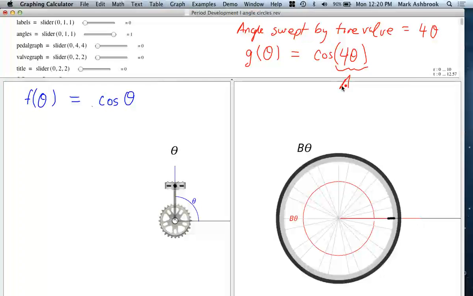So now our argument represents the angle corresponding to the output that we want, right? So the argument is the angle that corresponds to the output we want. We want an output relative to the tire valve, so our argument must be the angle of the tire valve. Make sense? The argument is the tire valve angle, therefore cosine will give us a horizontal distance of the tire valve.